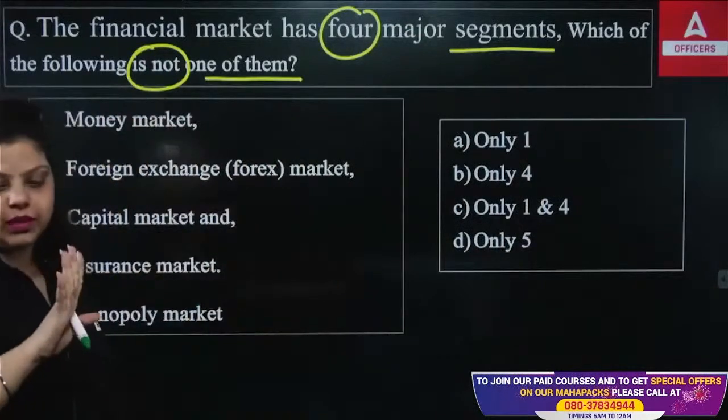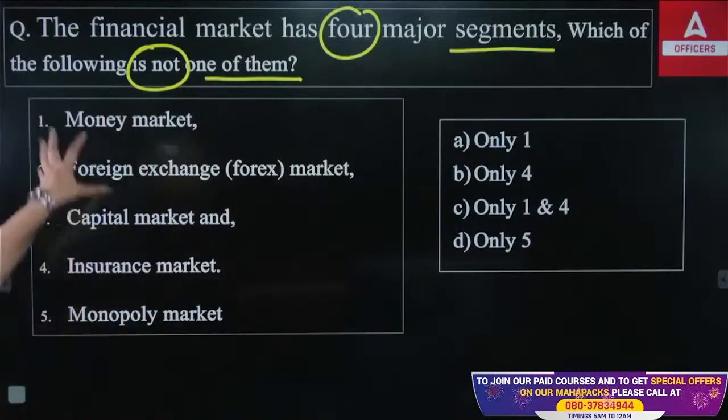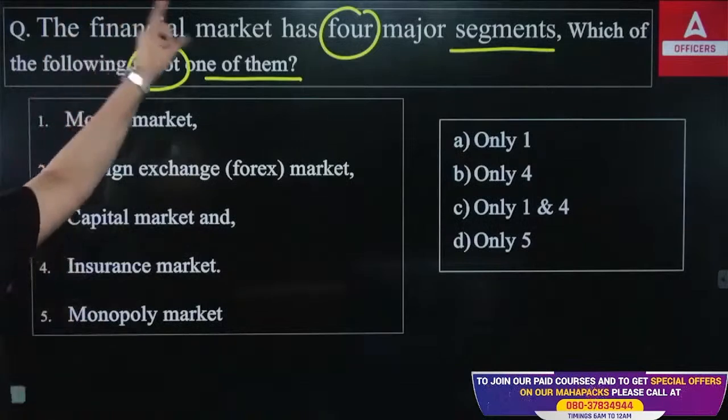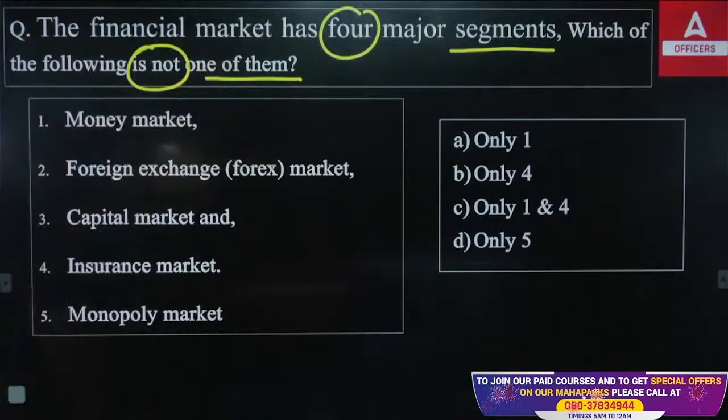So they have 4 major segments. Out of these types, which of the following is not a part of financial market? And options you have: money market, foreign exchange market, capital market, insurance market, monopoly market.